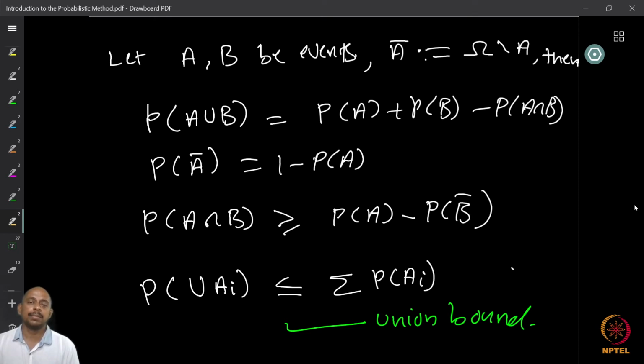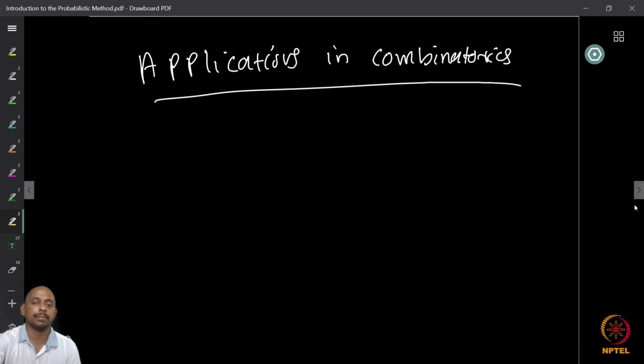Then if I have two events A and B, the complement of the event A is omega minus A, and the union of two events has probability equal to the probability of the sum minus the probability of the intersection. And similarly, we have an important result which we'll be using. It's called the union bound. If A1 to An are events, then the probability of the union of the Ai is at most the summation of the probabilities. This is intuitively clear, but it is a powerful tool as well. So we will see the use of it. Okay, so with this, let us look at some applications.